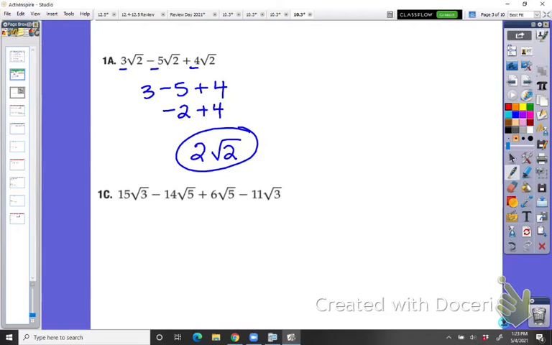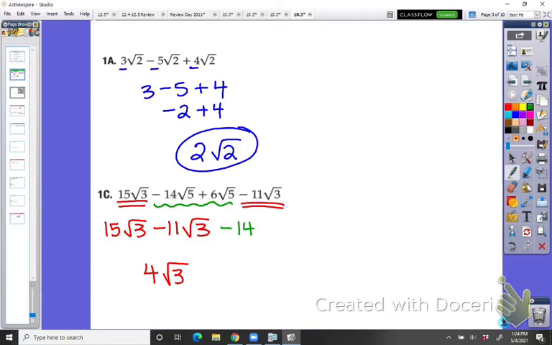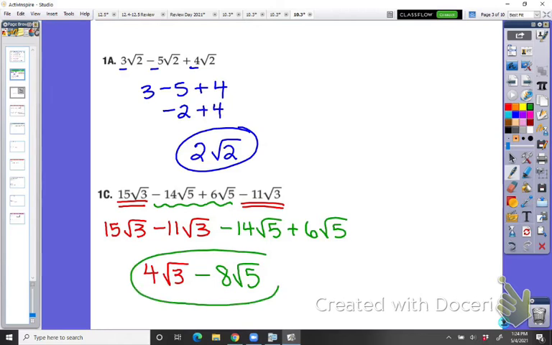And the next example, you're going to combine the root 3's together and the root 5's together. So 15 roots of 3 minus 11 roots of 3 gives you 4 roots of 3. Then if you look at the other parts, the root 5's, you have negative 14 roots of 5 plus 6 roots of 5. So negative 14 plus 6 is negative 8 roots of 5. And this is your answer.